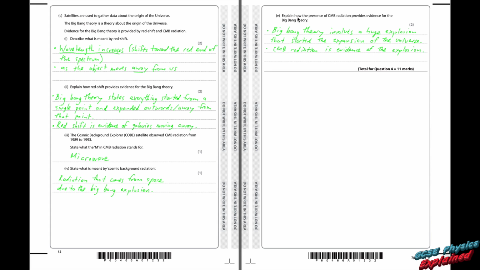Part 5. Explain how the presence of cosmic microwave background radiation provides evidence for the Big Bang Theory. So the Big Bang Theory involves a huge explosion that started the expansion of the universe, and cosmic microwave background radiation is evidence of the explosion. So remember, the whole theory is there was a huge explosion and then it expanded. So if they ask you what is the evidence of the expansion, well, that's the red shift.